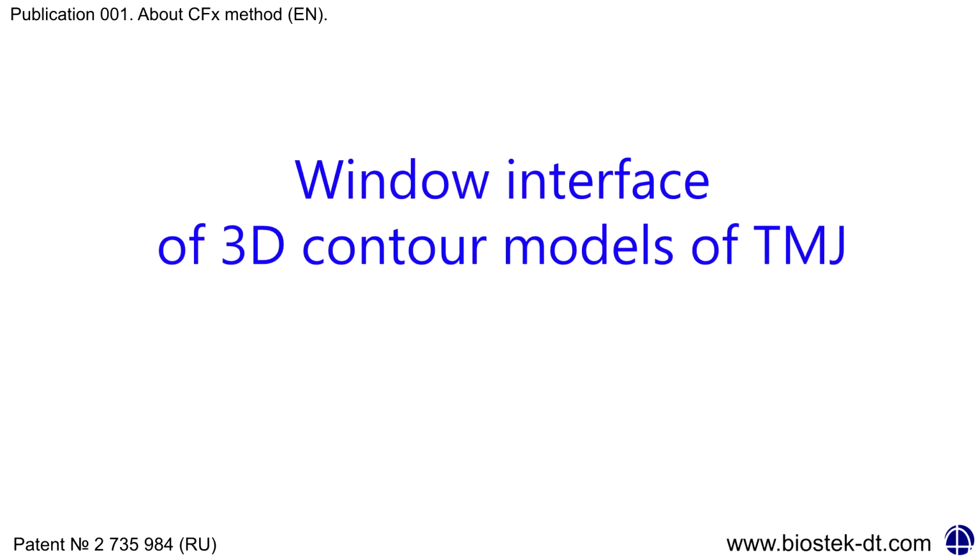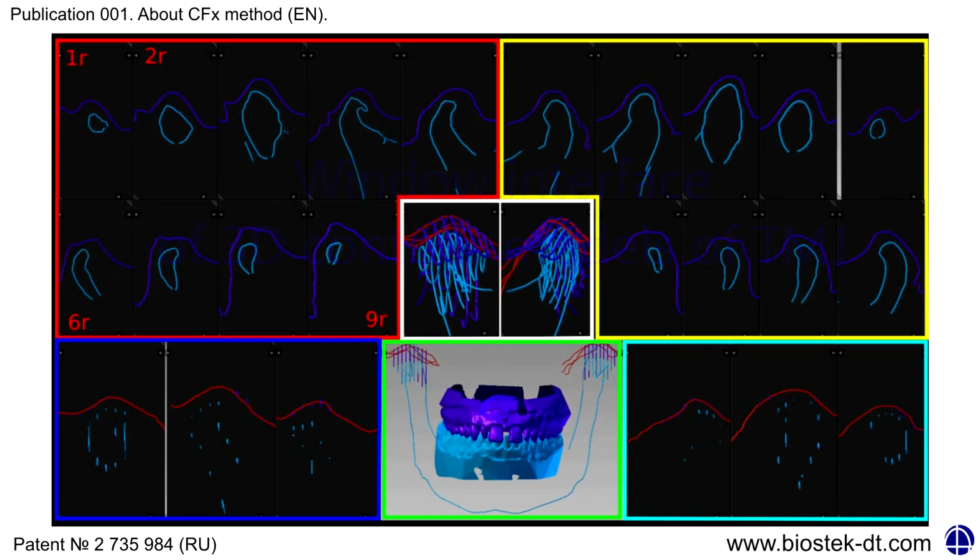3D models are allocated in a specially designed window interface for convenient visualization. The monitor is split into several working zones. Sagittal contours of the right TMJ display zone from 1 to 9 from outer to inner margins of condyle. Sagittal contours of the left TMJ display zone from 1 to 9 from outer to inner margins of condyle. 3D view of joints right and left display zone. Frontal contours of right TMJ display zone. Frontal contours of left TMJ display zone. Overall 3D scene display zone. The interface can be modified depending on the amount of contours and the size of the monitor.